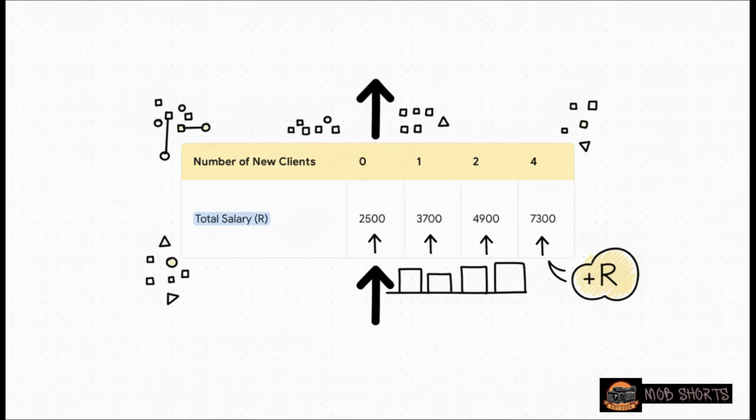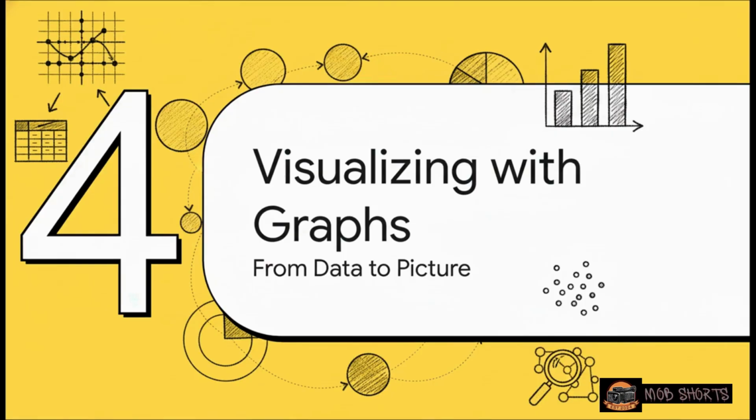You can see that pattern plain as day. For every one new client, the salary jumps up by $1,200. That table gives us the perfect recipe for our next big step, taking that data and turning it into a picture. And that's all a graph is, really. It's a visual picture of a relationship.